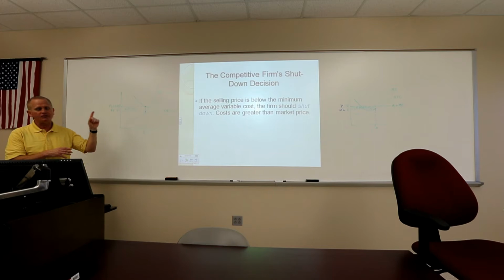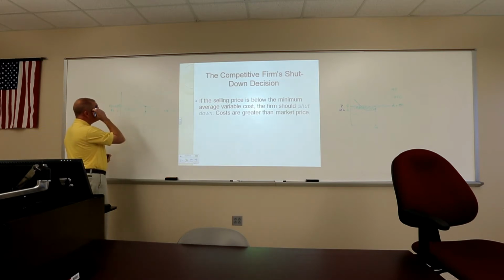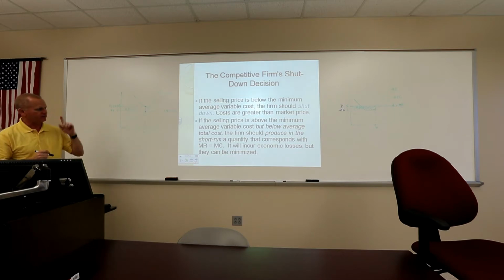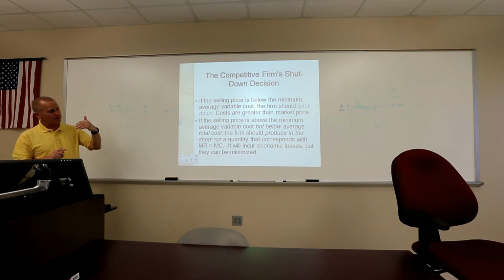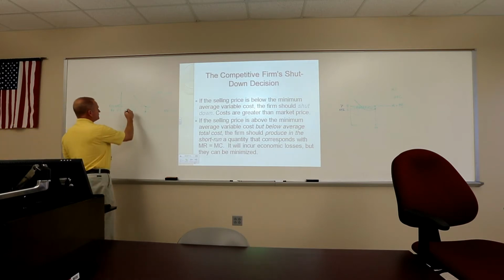One thing we don't have up here is another curve called the average variable cost curve. If the selling price is below the minimum average variable cost, the firm should shut down. Costs are greater than the market price. So if I add in this average variable cost, let me click the button here first. The second bullet point, we'll probably do that first. If the selling price is above the minimum average variable cost but below the average total cost, the firm should produce in the short run a quantity that corresponds with MR equals MC. It will incur some losses, but they can be minimized. So that's this case.